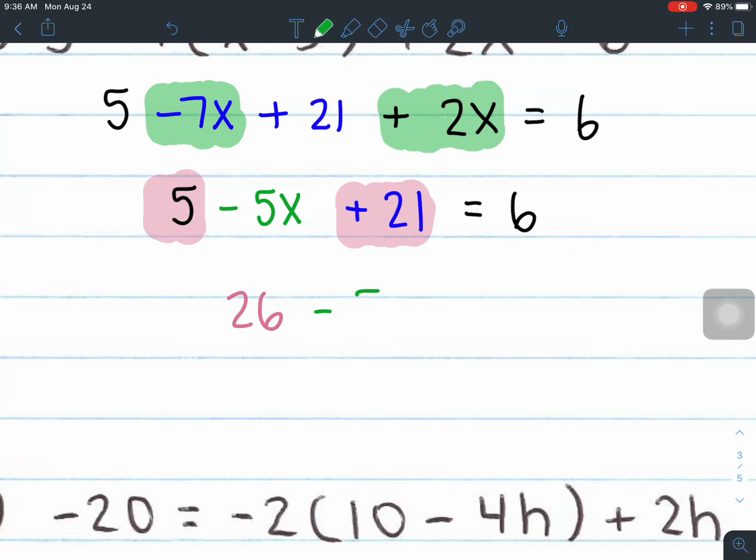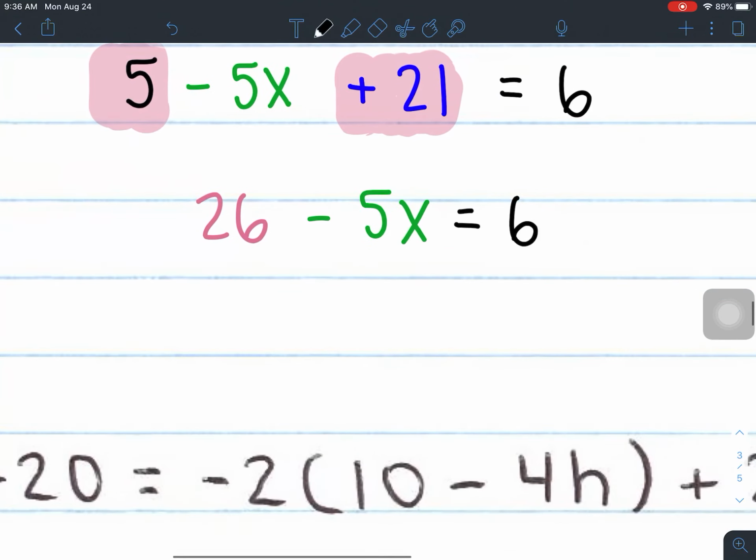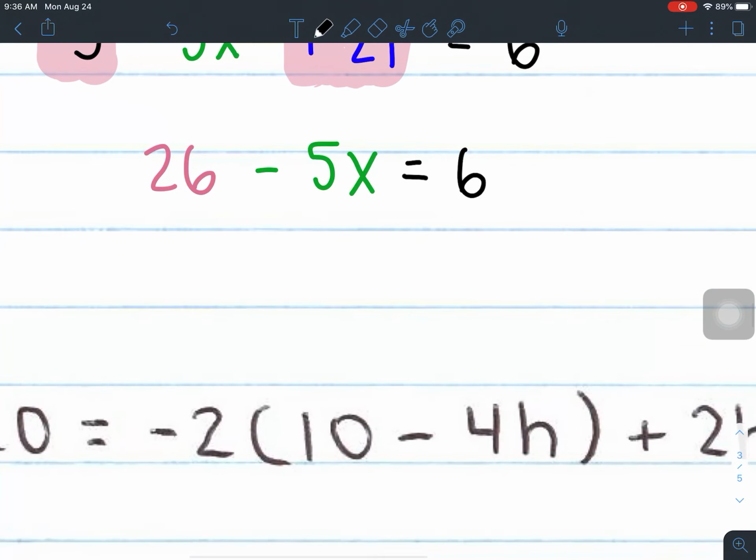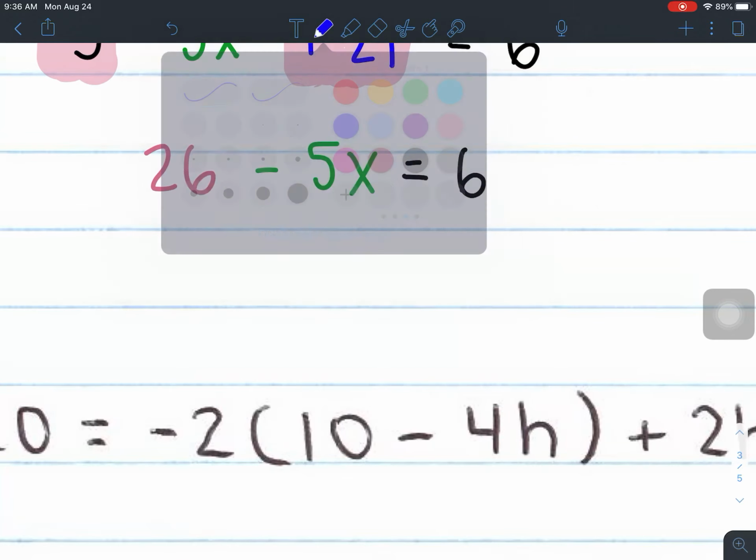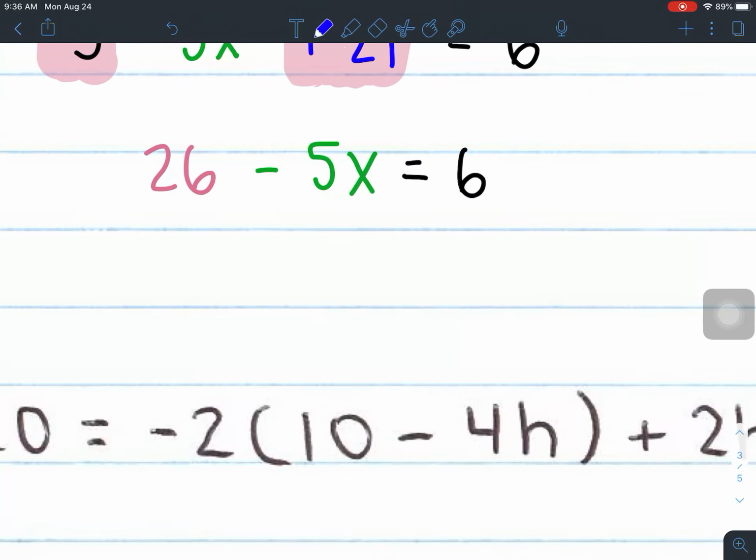So now I have 26 minus 5x equals 6. Okay? Goal, again, is to get the variable by itself. So here's the question. What do I do first?